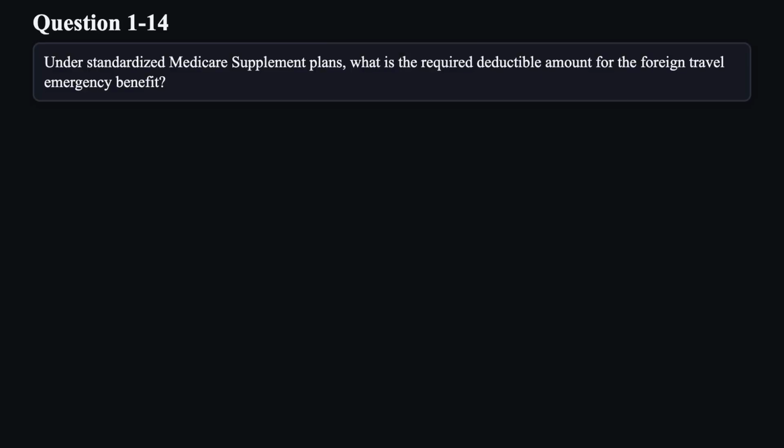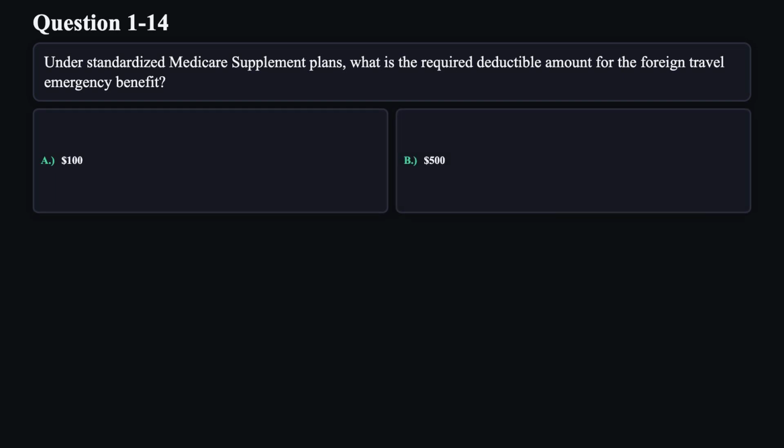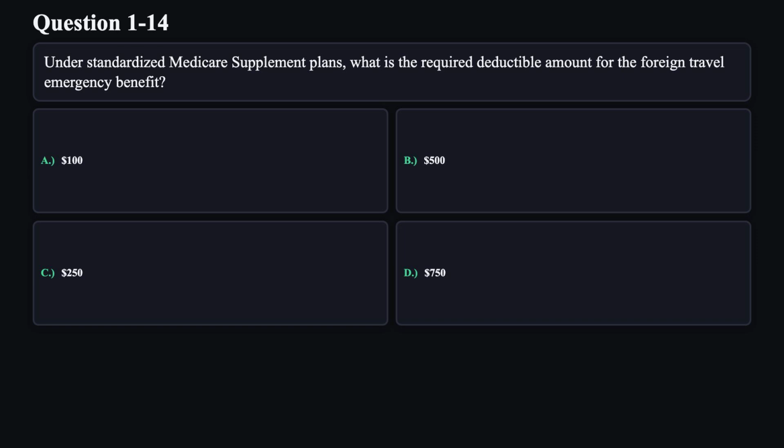Question 14. Under standardized Medicare supplement plans, what is the required deductible amount for the foreign travel emergency benefit? A. $100. B. $500. C. $250. D. $750.